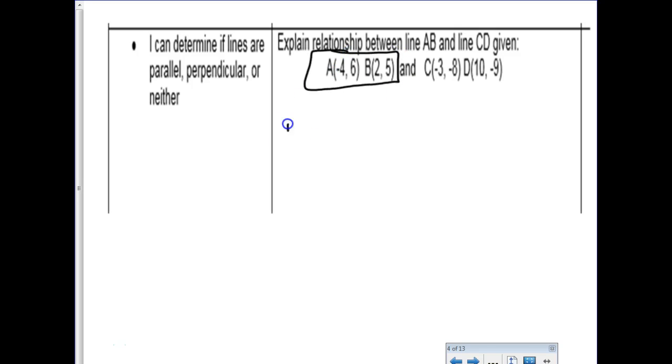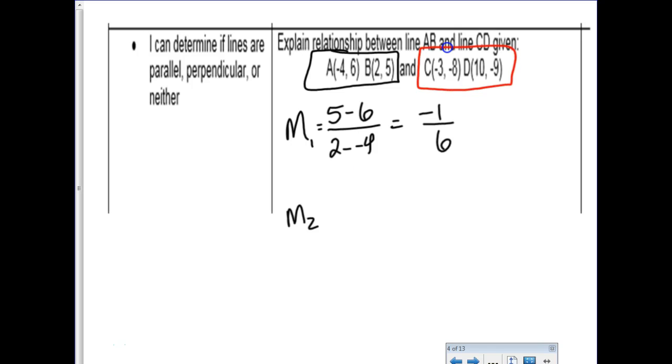So let's find the slope of A to B. So I'm just going to call that slope 1. 5 minus 6, using my formula that I already wrote down on my test, right? 5 minus 6 over 2 minus -4. Ooh, that's ugly. Is -1 over 6. And then the slope for the second set of points, from C to D, is -9 minus -8 over 10 minus -3.